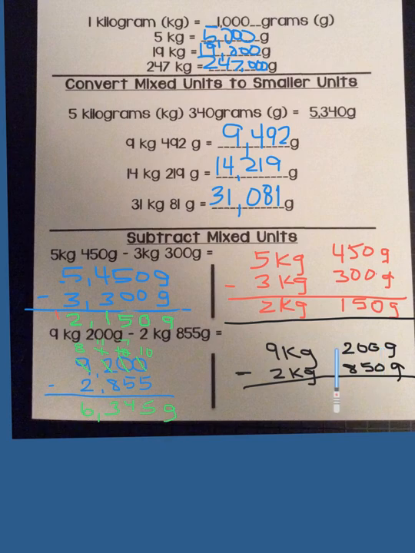All right, when I go to do this, 200 minus 850, I can't do. We've got a smaller number on top. So I need to notice right away that I need to borrow from my kilograms. 1 kilogram equals 1,000 grams. So I'm going to borrow one of these. I'm going to take one away. I'm going to make that 9 and 8.